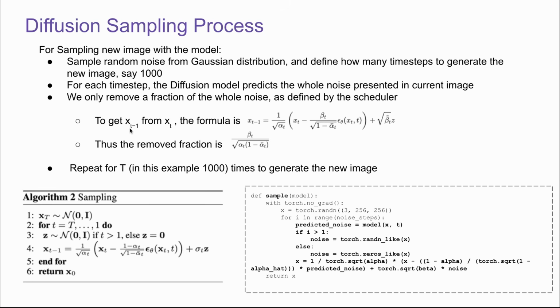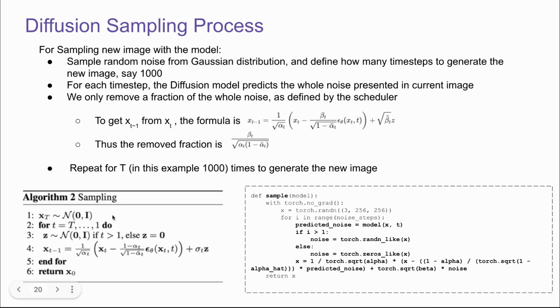For example, to get xt minus 1 from xt, this is the formula. And epsilon theta given xt and t is the noise. So we only remove a fraction of it, and the fraction is basically this. And both alpha t and alpha t hat are functions of beta t. So everything is defined by the scheduler. And then we repeat this process 1000 times to generate the new image.